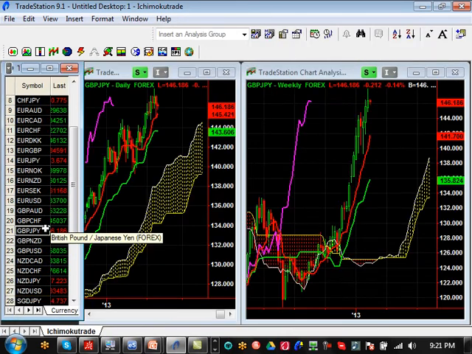Pound yen, just like all the other yen pairs, notice this has not done much of a pullback at all. This is kind of strong right now compared to all the other pairs against the yen. On this one here, support level is going to be about 143.60. Next one's going to be about 141.70.